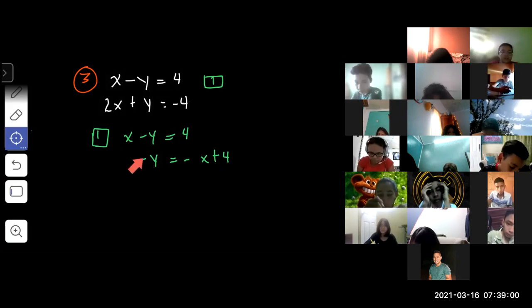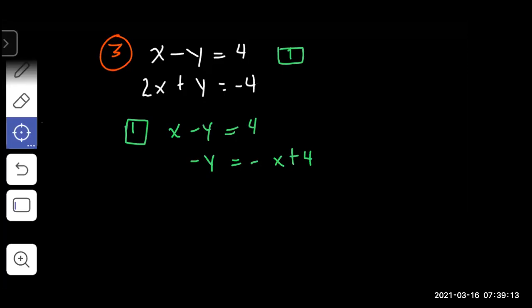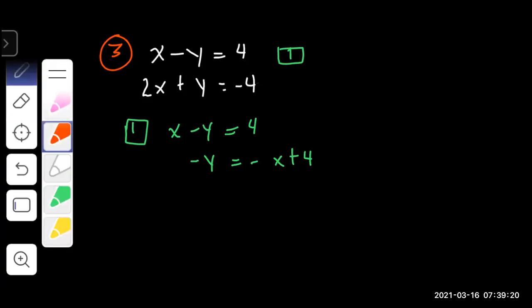Is y alone? No, y is not alone. Then I'm going to move that. What is bothering me? The negative. That negative is like having a 1 here. That negative 1 is multiplying. What is it going to be doing on the other side? Dividing, right? Dividing by negative 1. Excellent.